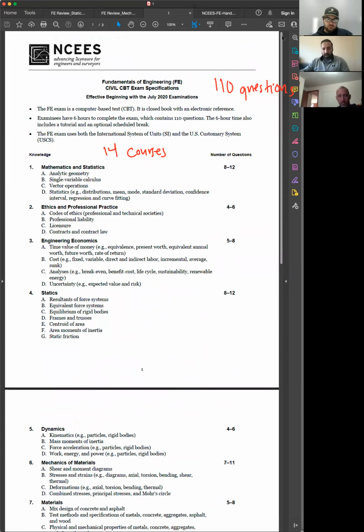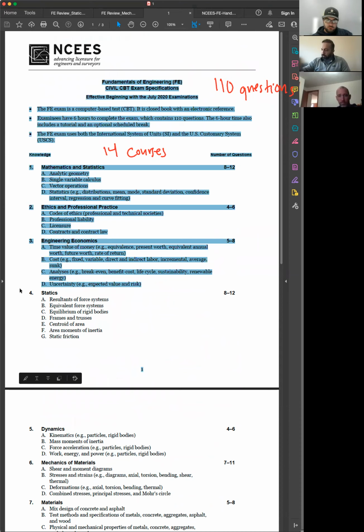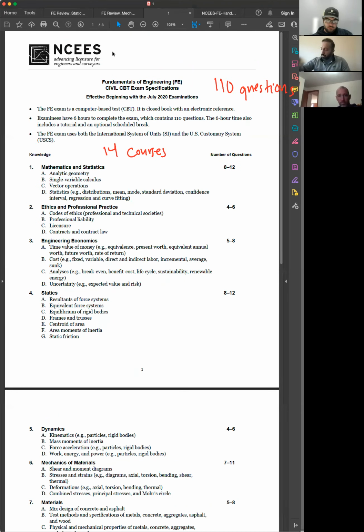In this session, we are reviewing two of them for you: statics and mechanics of materials. For these two topics, the expectation given by the NCEES document is 8 to 12 questions from statics, and 7 to 11 questions from mechanics of materials.